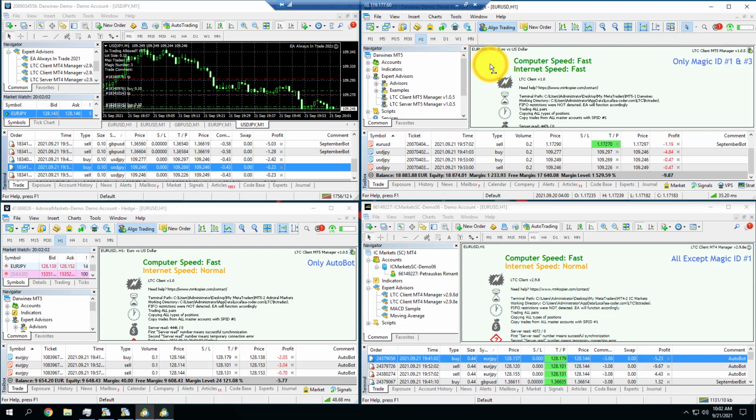So because it's the same broker, okay? That's how we do it. You have to have the same broker if you're scalping, and this is how you will get the best possible results that you can get, okay?